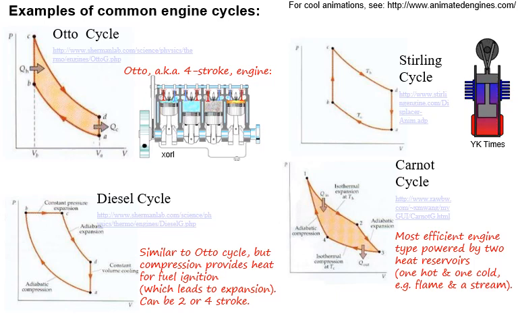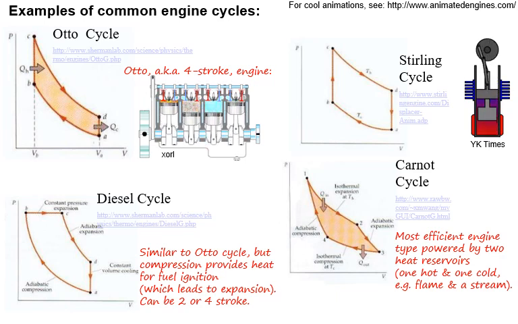So if you have a 4-stroke engine, that's the Otto cycle. If you have a sort of one lung engine with that special piston, that's the Stirling cycle. And then you instead can think about what a diesel cycle looks like. So this is for a diesel engine. It's like your Otto cycle that you'd have for a 4-cylinder combustion engine, but the compression provides the heat for the fuel ignition in a diesel cycle.